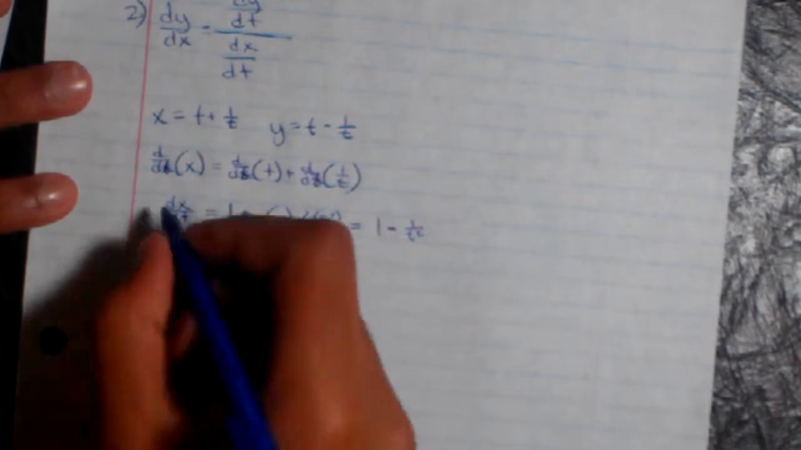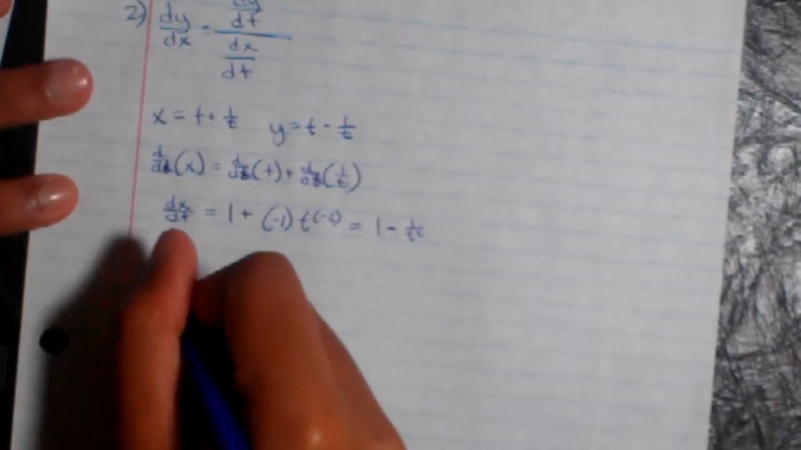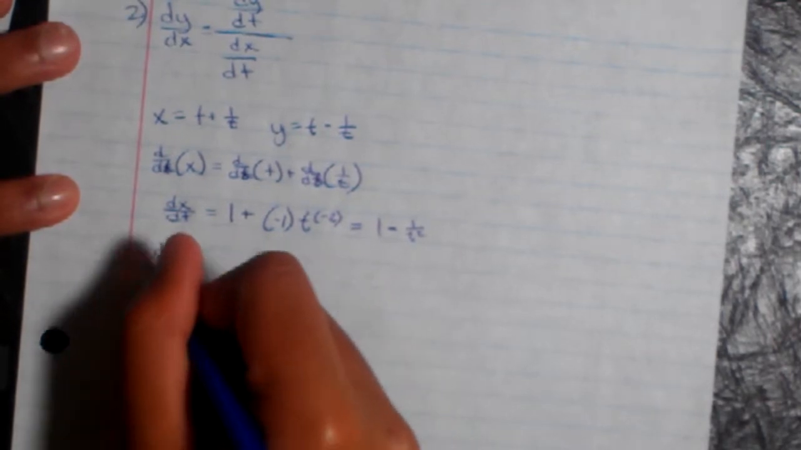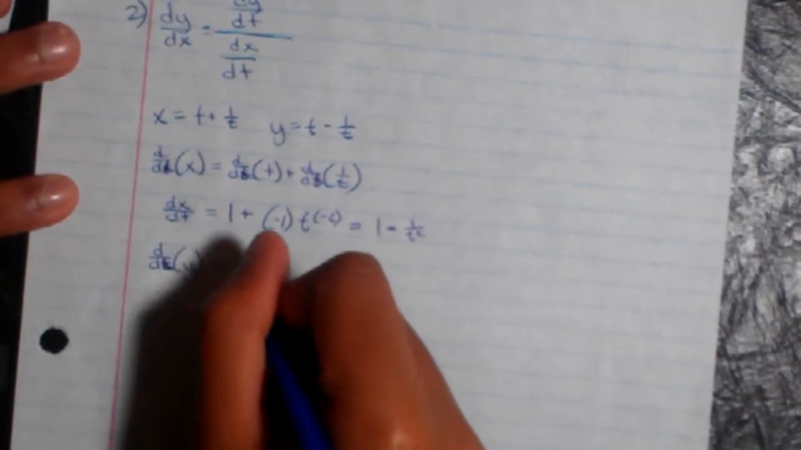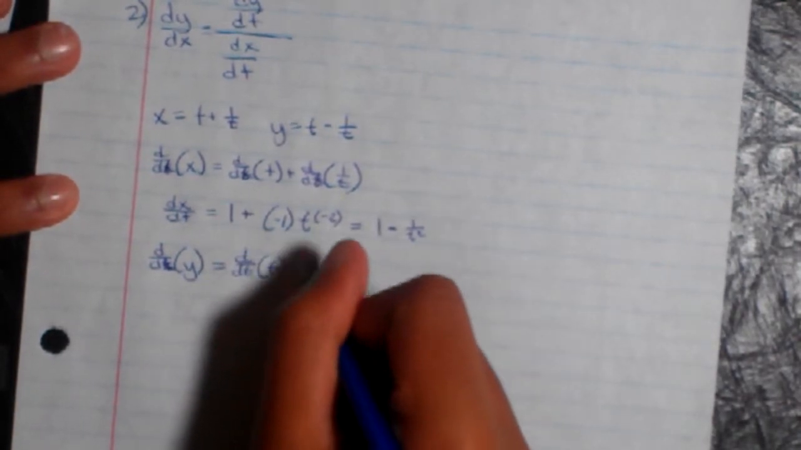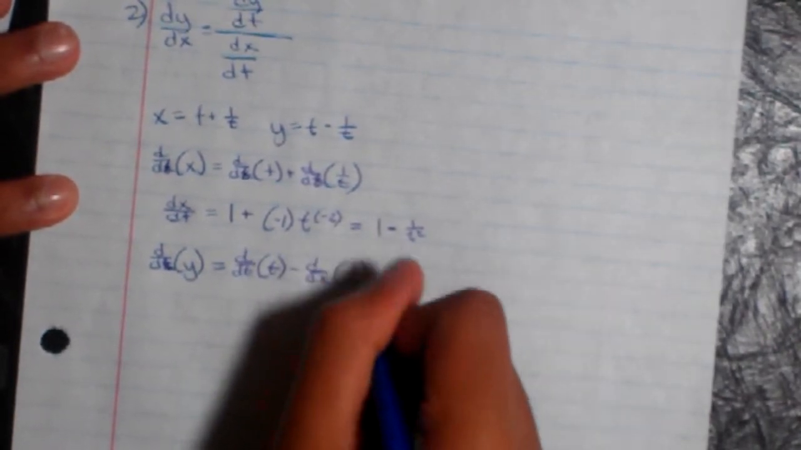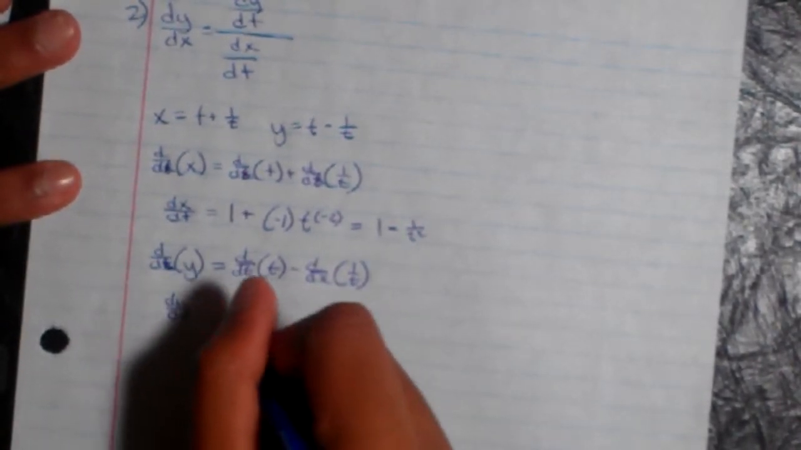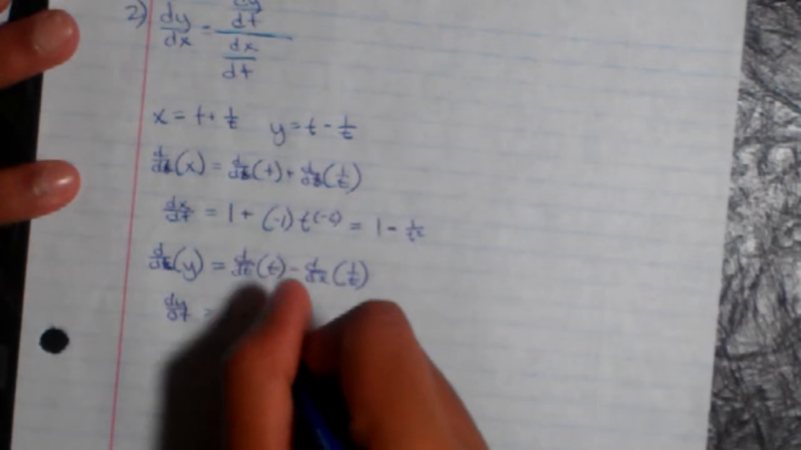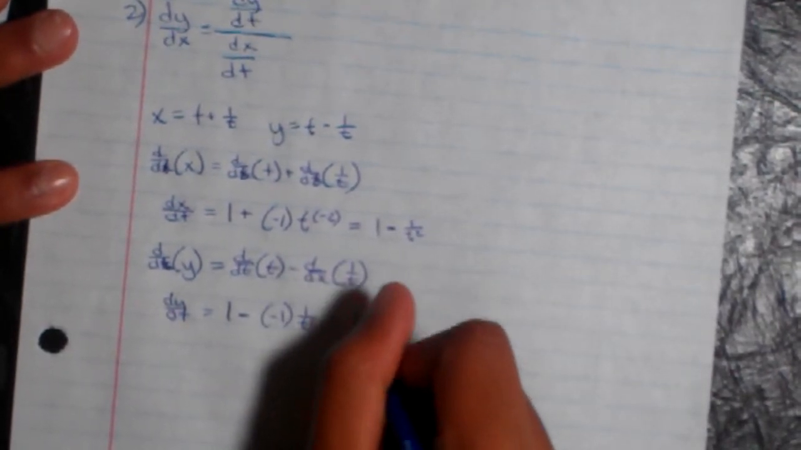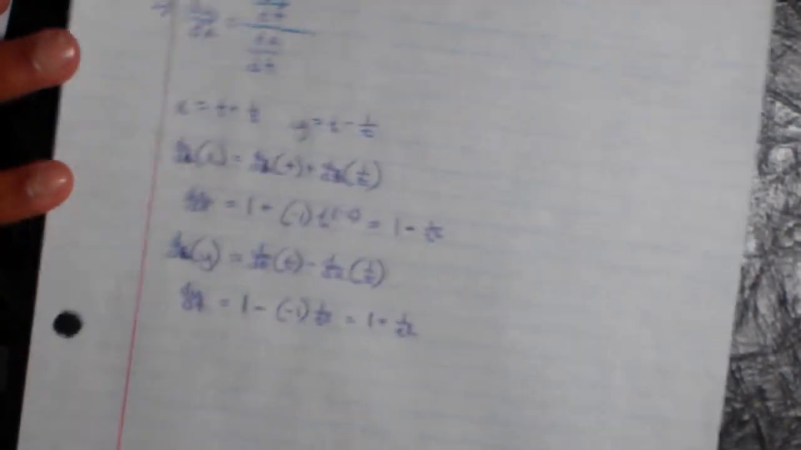And if we were to find dy over dt, we take the derivative of both sides of the y equation with respect to t. And we get dy over dt equals 1, and now minus a negative 1 over t squared, which equals 1 plus 1 over t squared.